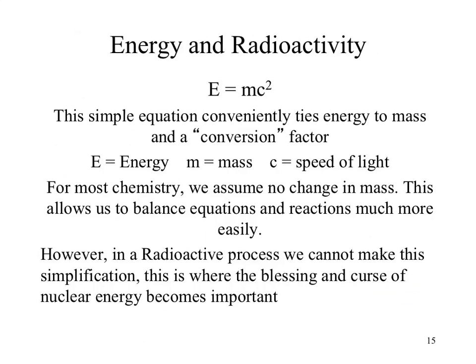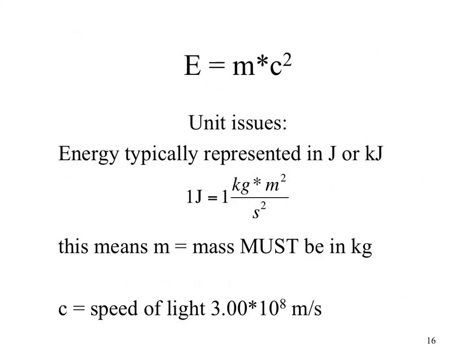To solve this equation, E should be fairly self-explanatory. We're looking at energy. m is our mass, and c is the speed of light. Where this gets a little bit more difficult is when we're looking at what units we've got to use for this. Why is that problematic? Well, what are our units on energy? Typically joules or kilojoules. When we're looking at nuclear radiation, particularly in the version of bombs, we're looking at kilojoule amounts, if not larger than that.